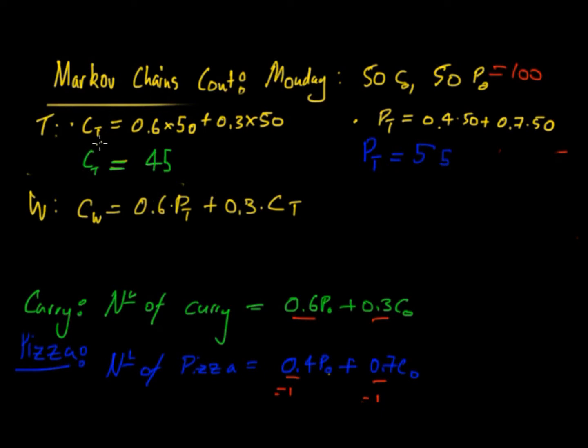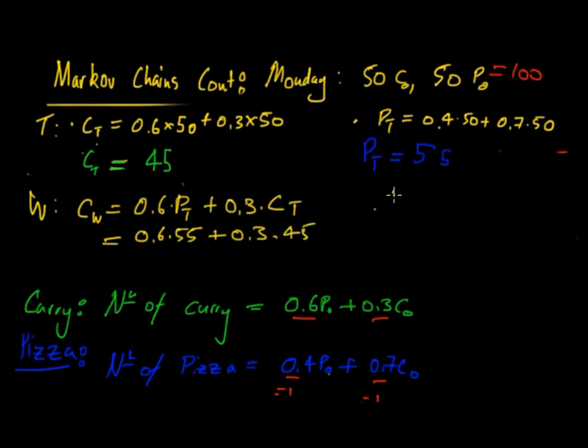So for Wednesday, the initial was Monday. So we don't care at all about Monday anymore. All we care about is Tuesday, because the Tuesday affects Wednesday. So with the CO and PO, what this represents is the previous one. And initially, you can put the initial values in, but as it goes on, it's the previous amount. So PT is equal to 55. So we get 0.6 times 55 plus 0.3 times 45.